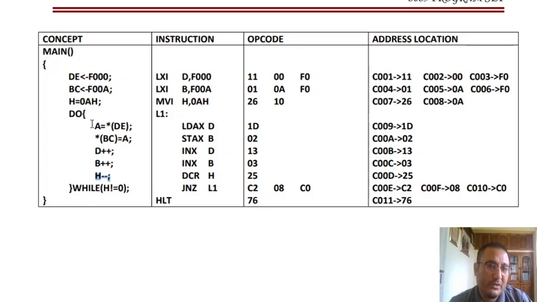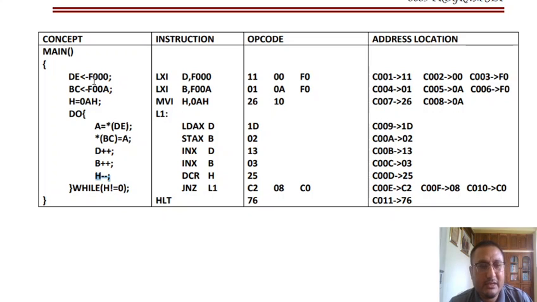Again, I'll repeat it. Here, the content of the address location held by DE pair is being moved to A. Then the content of A is being moved to the address location held by BC pair, right? Once the content is transferred from the location whose address is held by DE pair to the location whose address is held by BC pair, we need to increment, because we need to move to the next address location. So DE pair is incremented as well as BC pair, and out of 10 times we have done it one time, so I need to do it 9 more times. So the value of H is decremented by 1 and the process repeats, right?